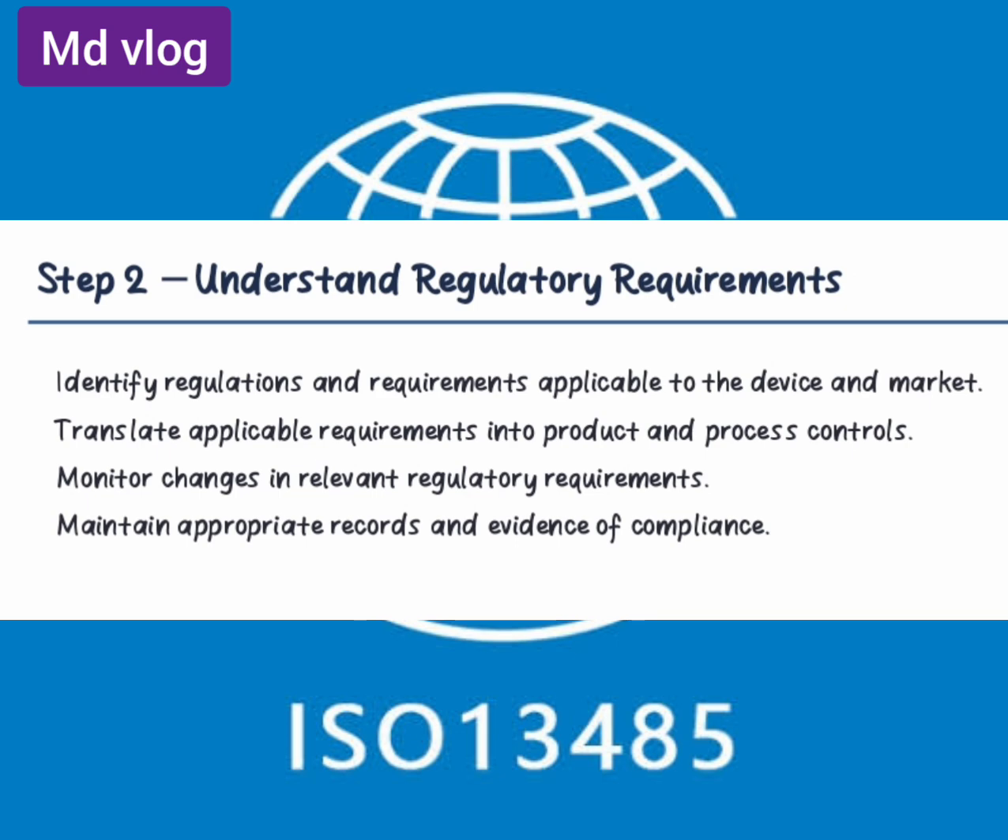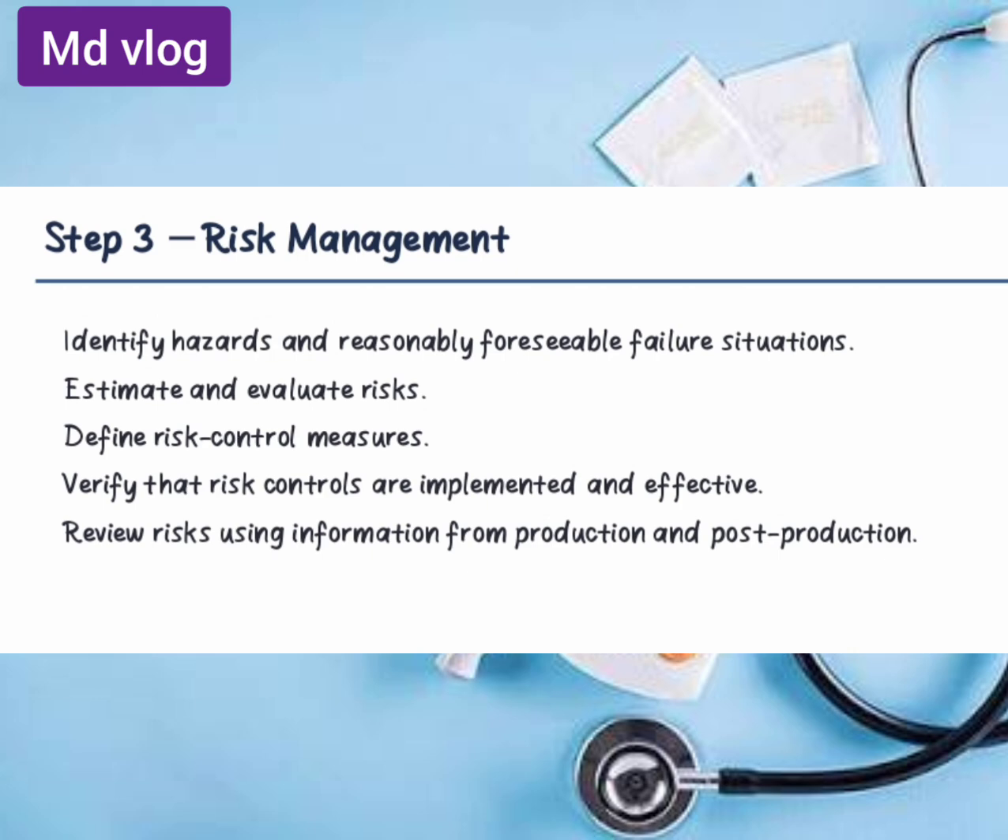Step 3, risk management. If a device can provide an incorrect measurement, the team identifies the hazard, evaluates the risk, adds controls such as design safeguards or testing, and checks that the control works.